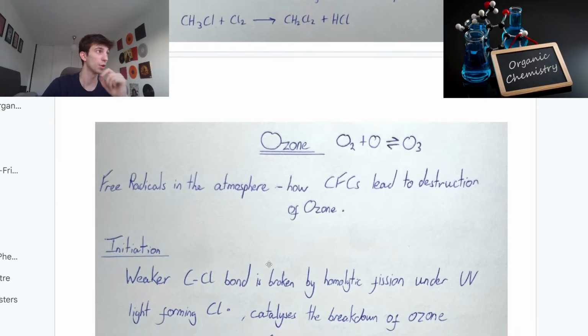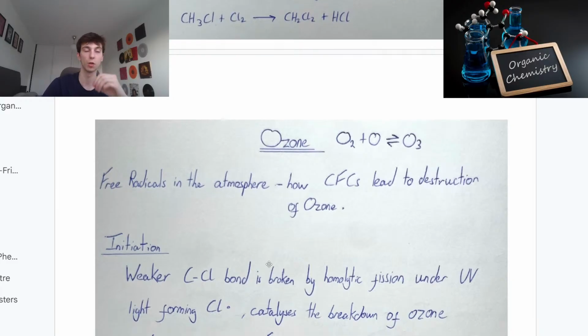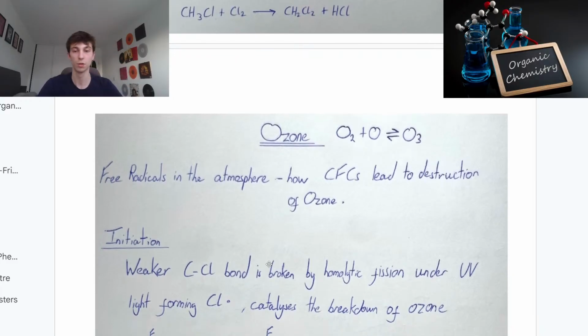So that initiation step on our CFCs will not give you the same CFC as you've seen in past papers. Exactly, it will be the chlorine radicals. So that weaker carbon-chlorine bond is broken by homolytic fission. So we're forming our radicals, homolytic fission. I'm going to keep saying it because they like to ask these things. Breaking of a covalent bond, where each of the bonded atoms receives one electron from that shared pair of electrons.